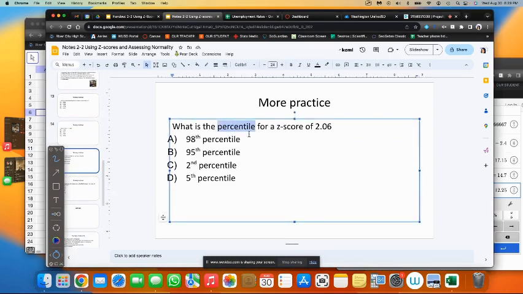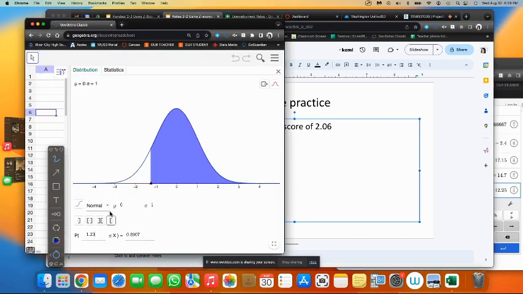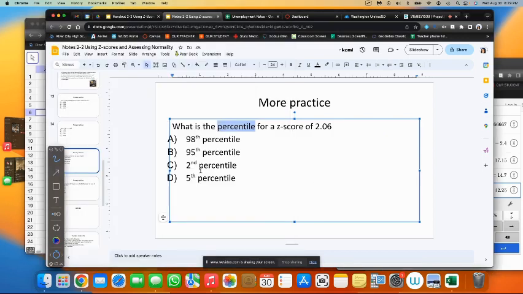As we just learned, percentile means less than. So z-score of 2.06. So less than, I'm going to switch to less than. I'm going to type in 2.06. So that's 0.9803. So the 98th percentile here.